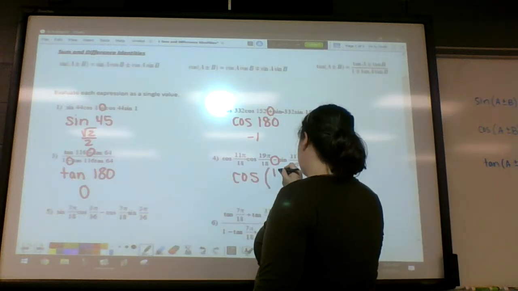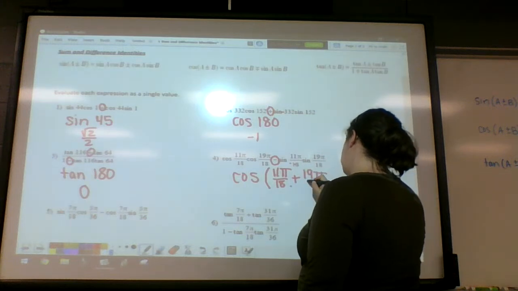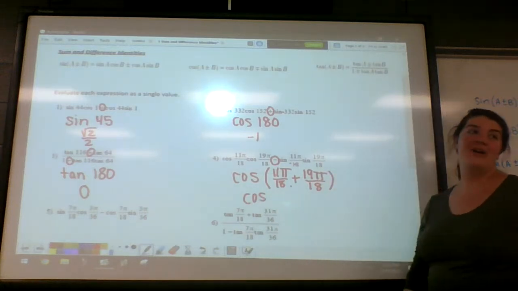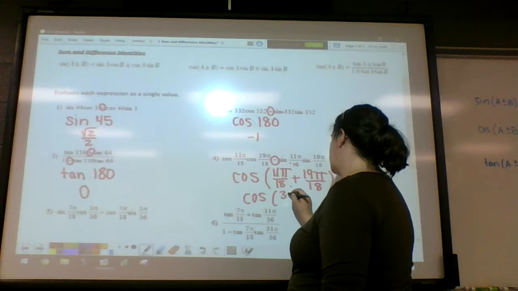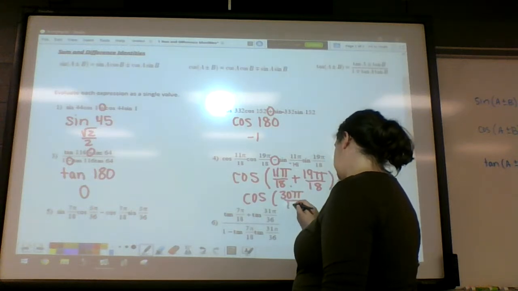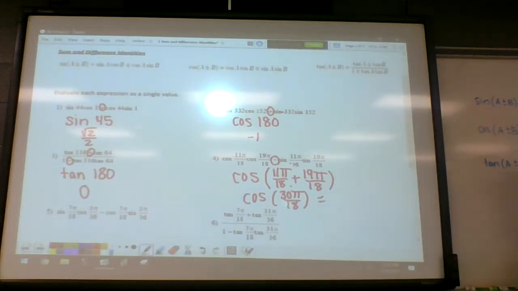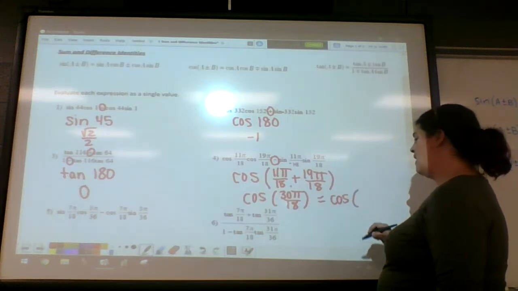So inside your cosine, it's 11 pi over 18 plus 19 pi over 18. What do you get? 30 pi over 18. 11 plus 19, they already have common denominators. And we need the cosine of 30 pi over 18, or we could try to simplify this first. 30 over 18, did it simplify? Yes, they both have a 6 in them, so divide them both by 6.